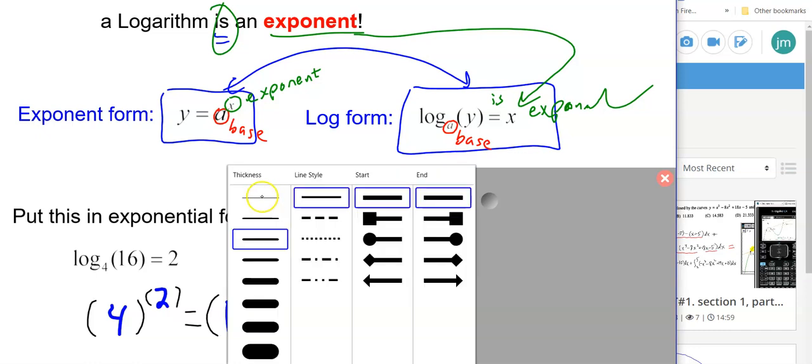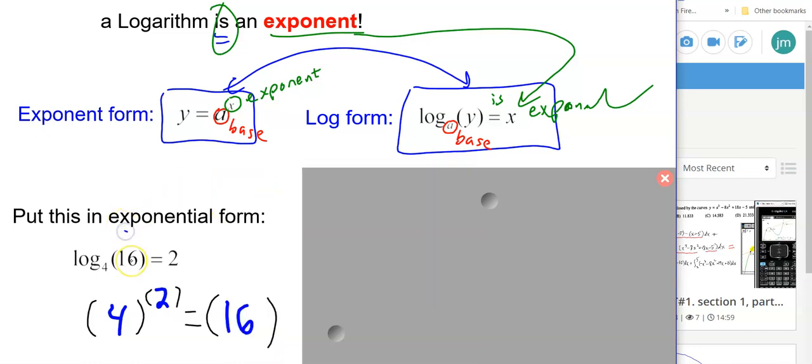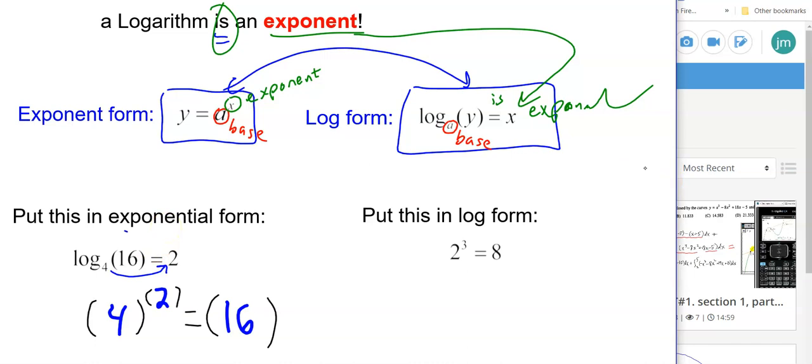This is a little higher end, but the way I think about it, when it's in log form, if I don't completely switch the form like we just did, you can think about it this way: 4 to some power is equal to 16. 4 to the what power is 16? 4 to the second power is 16. Let's go backwards. So we're going to put this one in log form. It's going to be log of some base, that's a subscript, of some number equals some other number, which should be the exponent.